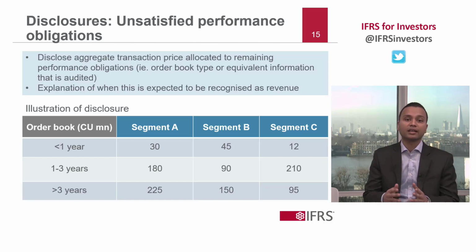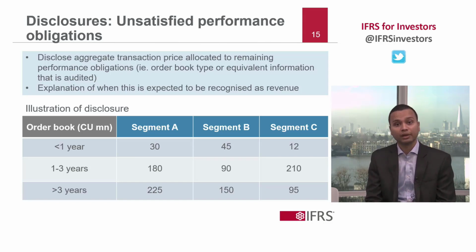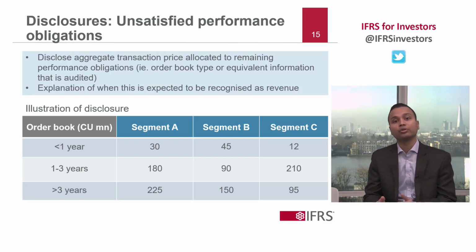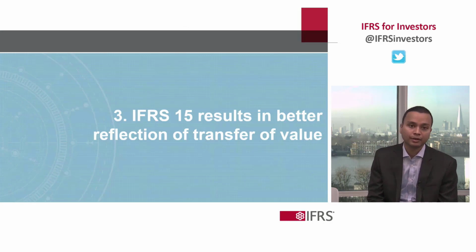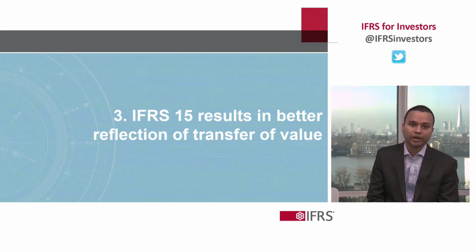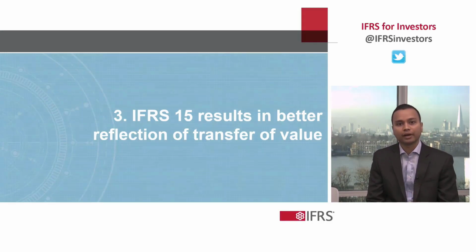The aggregate unsatisfied performance obligations can offer additional insights into revenue visibility that can be used to build revenue forecasts or scrutinize revenue guidance provided by management. In the next few slides, Nick will use a simple example to demonstrate how revenue under IFRS 15 better portrays the transfer of value for goods and services.